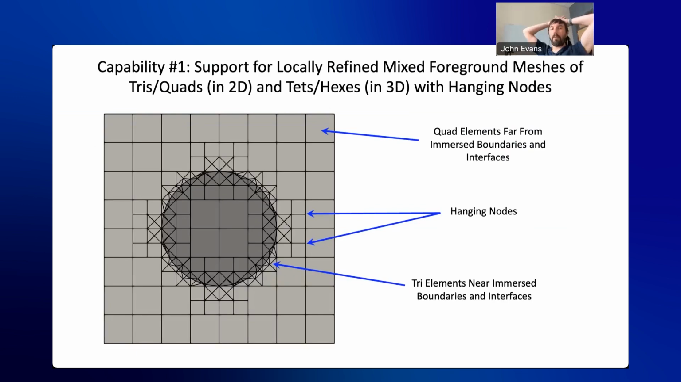The first capability I wanted to highlight is that our code can handle locally refined mixed foreground meshes of tris and quads in 2D, and tets and hexes in 3D, along with hanging nodes. This allows us to locally refine our foreground mesh, for instance, along interesting geometry to accurately integrate along interesting geometric boundaries and material interfaces.